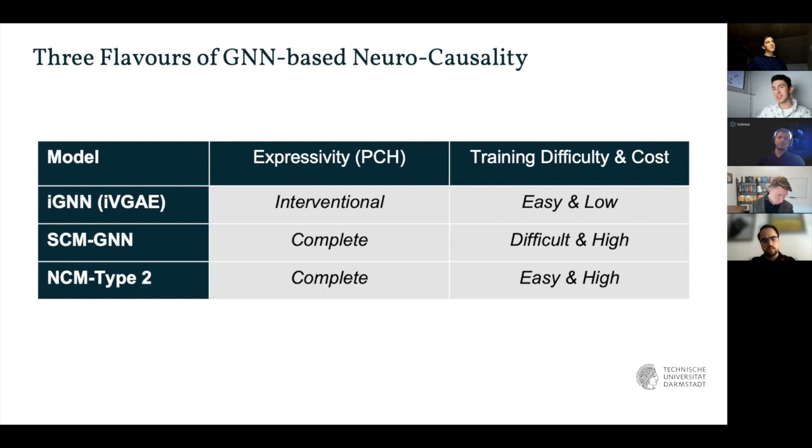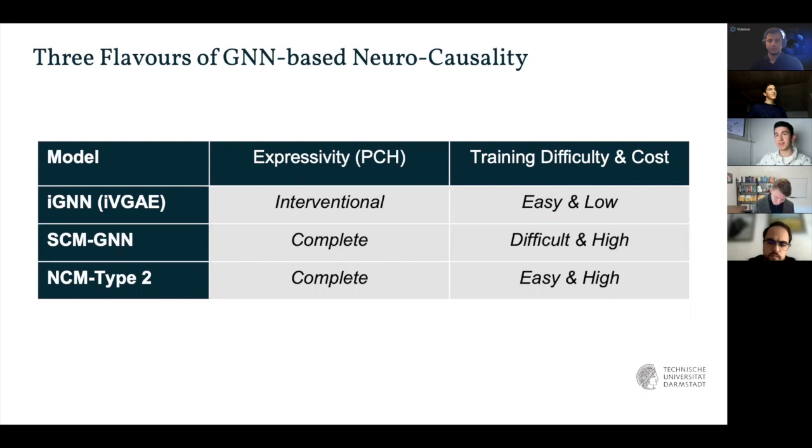I'd imagine it's out of scope. I think that one is rather a theoretical play for the moment. Yeah. All right. Oh, we have another hand raising from Hannes. So I would like to know how you determine the training difficulty and the training cost. Do you have empirical experiments on that?